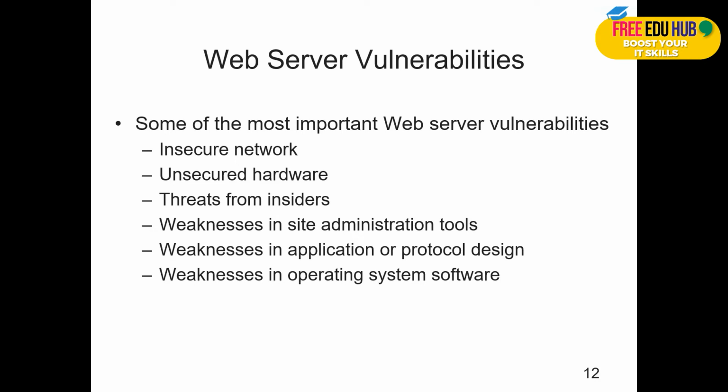Unsecured hardware: if you have servers lying in the public domain, anyone can gain access to them and try to compromise the data which is being saved or sent to the servers. Now, threats from insiders, the people who are working within an organization, maybe through a contractor, or people who are openly coming in and leaving the organization. Weakness in the site administration tools, the tools that you use in order to monitor the network. Weakness in application or protocol design.